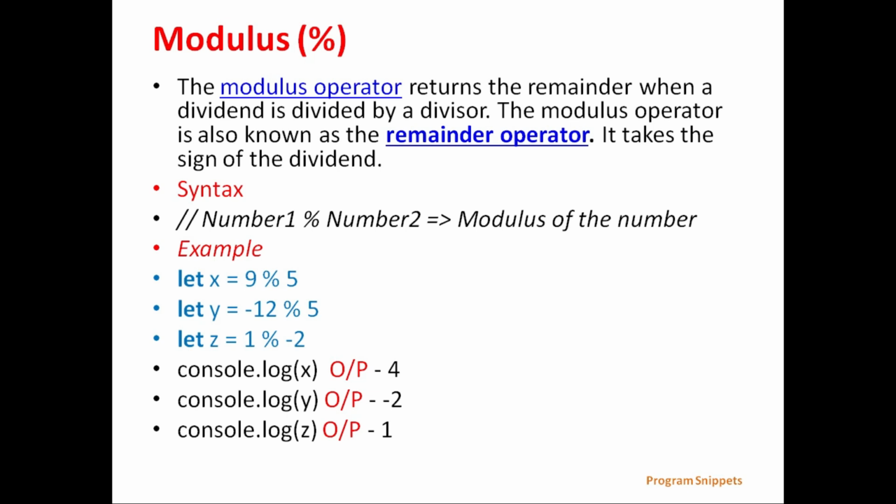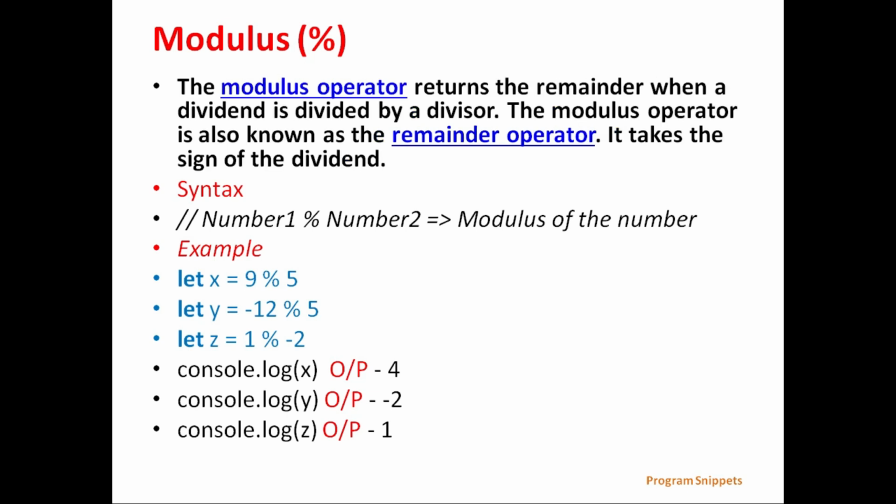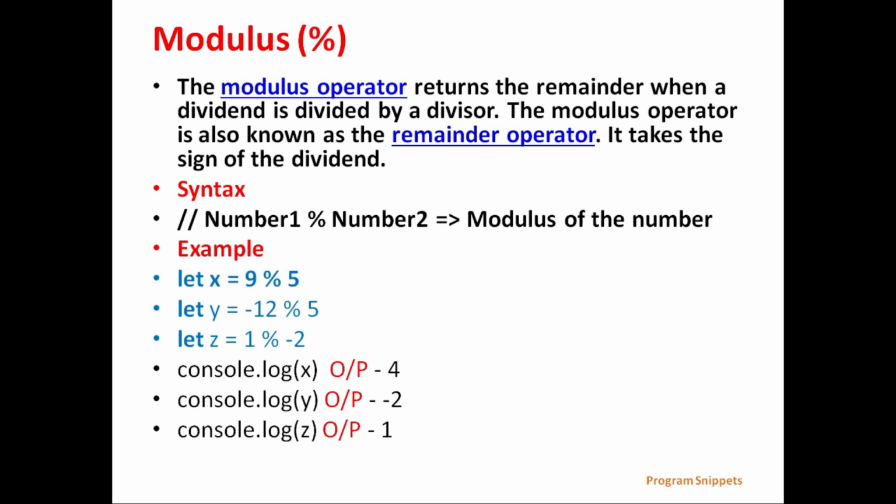Next is modulus operator. The modulus operator returns the remainder when a dividend is divided by a divisor. This operator is also known as remainder operator. It takes the sign of dividend. General syntax is number 1 mod number 2 will return the modulus of the number. For example, if we assign 9 mod 5 to x, minus 12 mod 5 to y, and 1 mod minus 2 to z, and when we print it with x, it will give the output 4, with y it will give the output minus 2, and with z it will give the output 1.